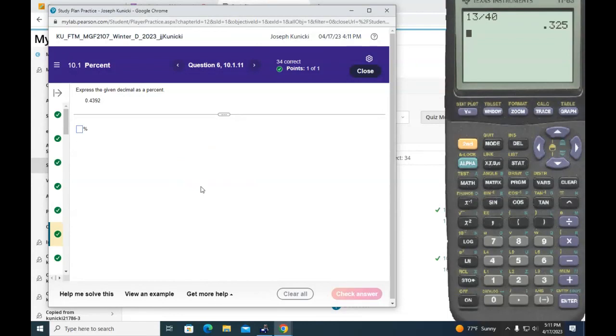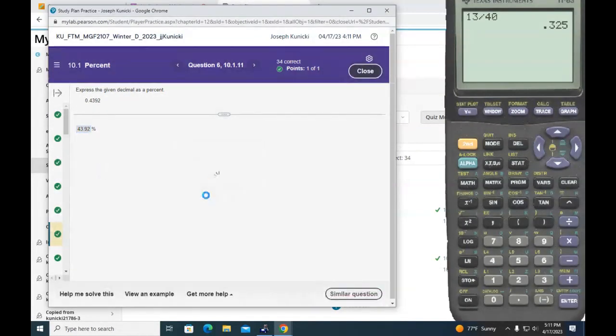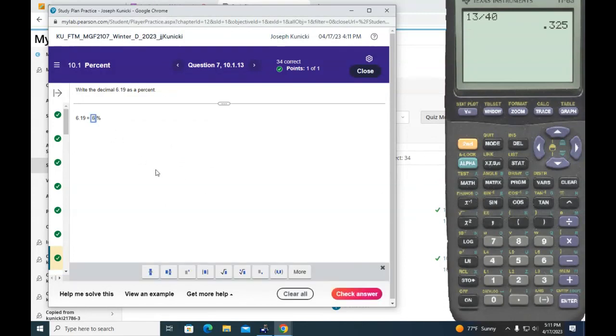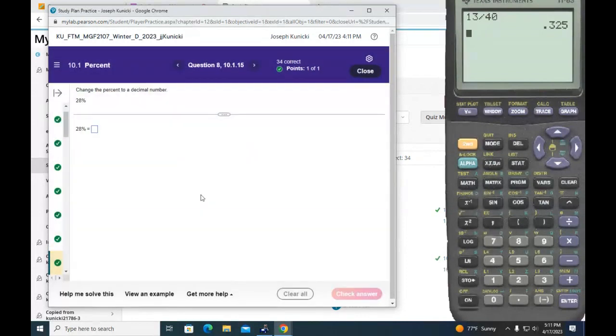Number 11, change this to a percent, so I move it 2 places. Since I started with a decimal, I don't have to do the division, which is 43.92. So once you get the hang of it. Now, 6.19. Yeah, so it's 619%. People go, what? I go, well, yeah. I know, number 1 is 100%. So if 6 is greater than 1, it has to be greater than 100%. But you get used to it.